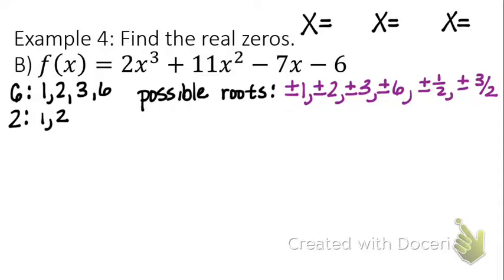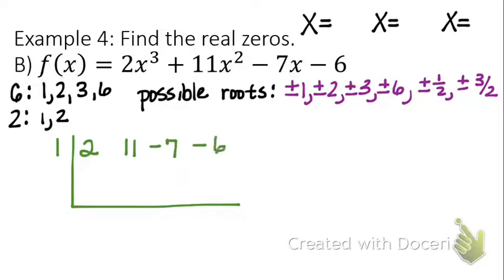Hopefully it'll work. So we're going to try 1. And what would be our 4 numbers that we're going to list across the top? 2, 11, -7, and -6. Go ahead and see if 1 will work.